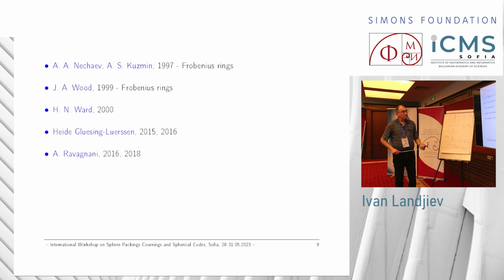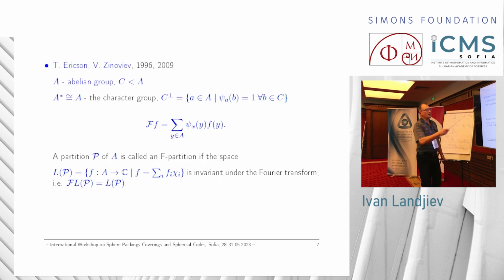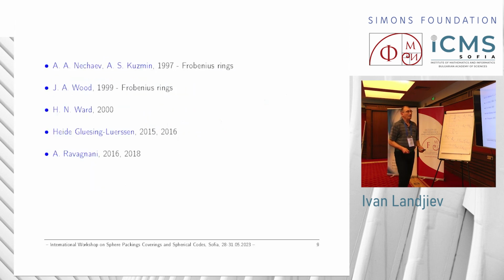Actually, the orthogonal code is in the group, but it's actually not in the group, it's in the character group. In this case, the character group and the group itself are the same, so there is no big problem, but sometimes, as in the Frobenius ring case, they might be different, and we should say something in this case. Alexander Nechaev and J. Wood pioneered the investigation of so-called Frobenius rings.